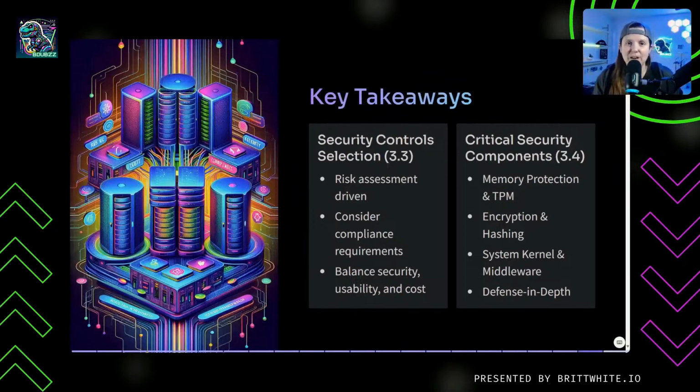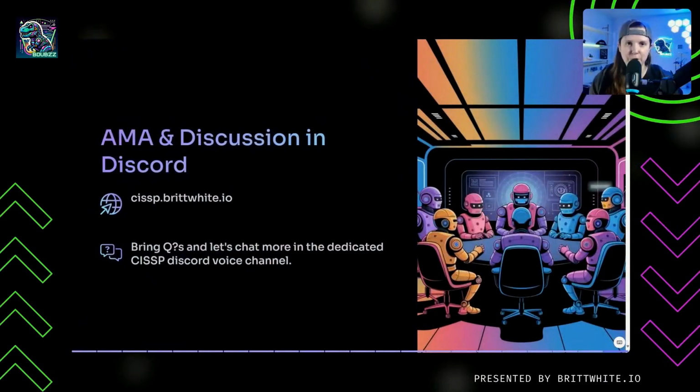Here's the key takeaway. When you're implementing security controls, always think about balancing three things: your security requirements, how usable the system needs to be, and what makes financial sense for your organization. Remember to think like a manager. Focus on risk-based decisions and how security aligns with business goals, rather than just implementing technical solutions because they're cool or new. Alright, that's it for exam objectives 3.3 and 3.4.